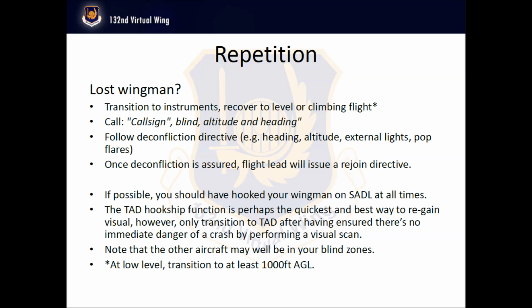If the flight is climbing, descending or turning when the visual contact is lost, the wingman should maintain its attitude as much as possible and avoid unnecessary maneuvering. Remember, we need to stabilize the situation and not escalate it. If at low level, climb at least up to 1000 feet above ground level to avoid terrain. Once an imminent danger is mitigated, a quick look at the TAD should assist to quickly reacquire the other aircraft.